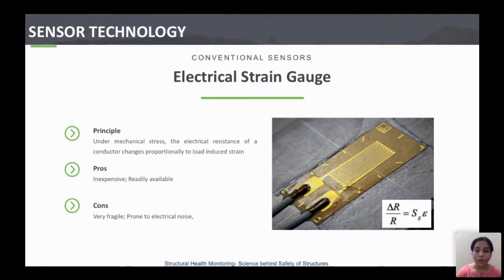The problem with these sensors is that they are very fragile. I wouldn't suggest you use these kinds of sensors for field applications. However, they are quite inexpensive and very easily available. So the electrical strain gauges are mostly used for strain measurements.